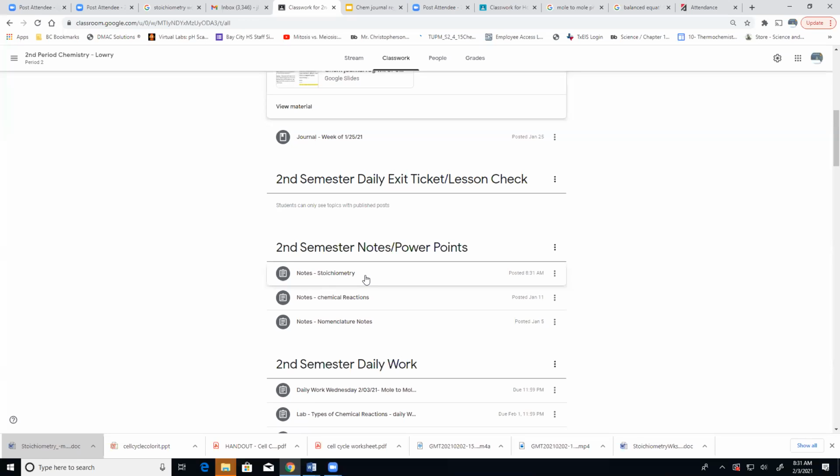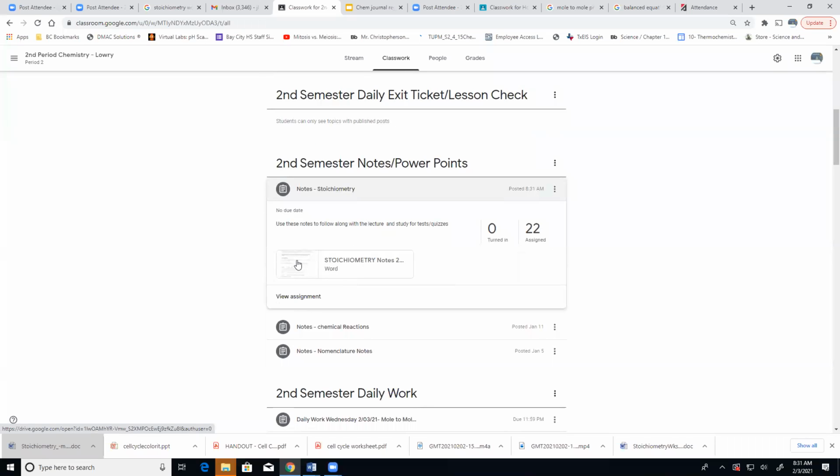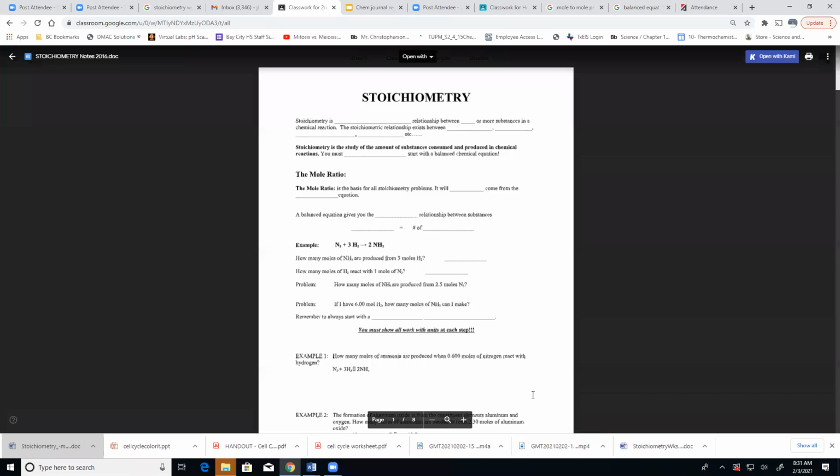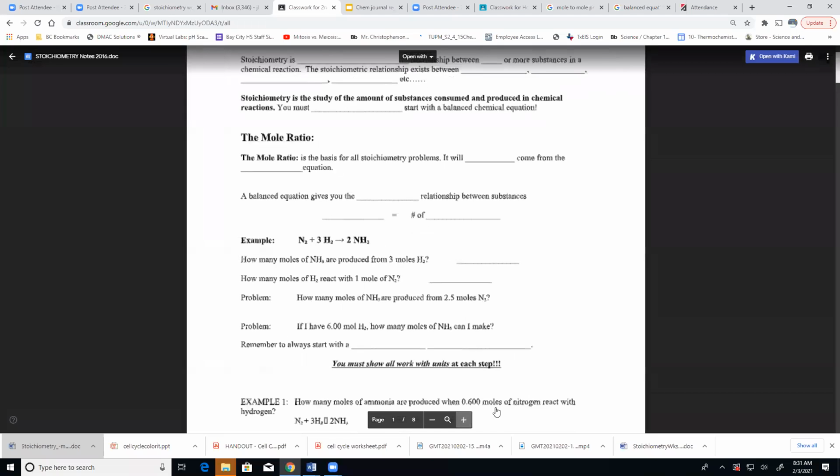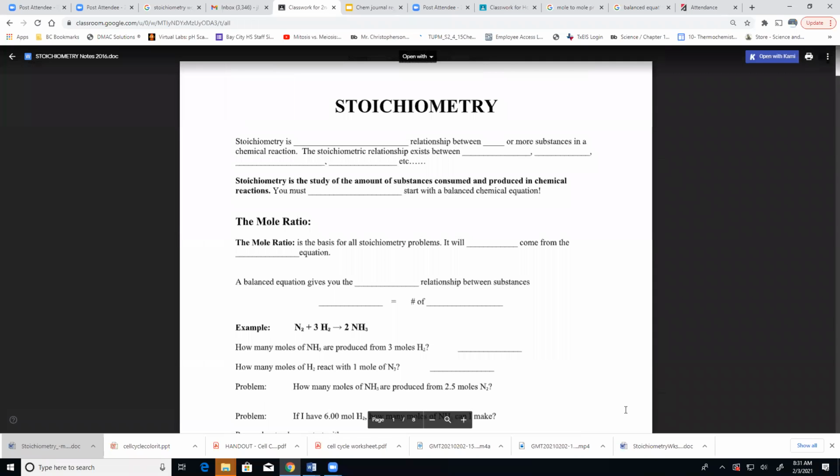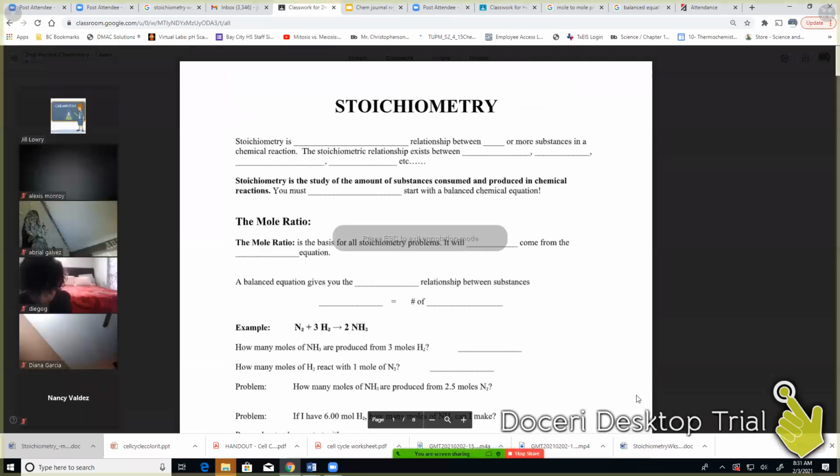Right now we're going to start with our stoichiometry notes. So we do a lot of math in this unit, a whole lot of math in this unit. It's probably our hardest unit of the whole year. So if you survive this, then things should get easier.